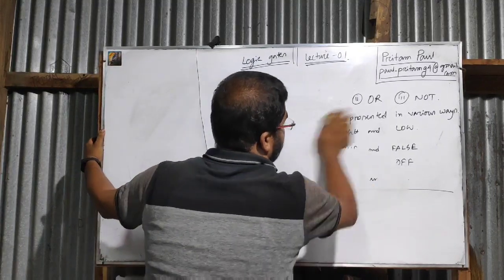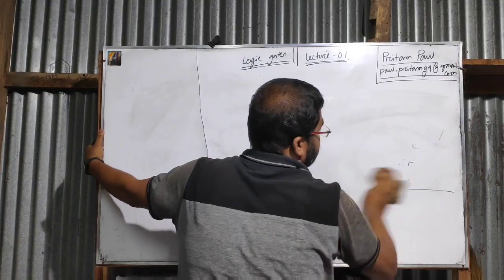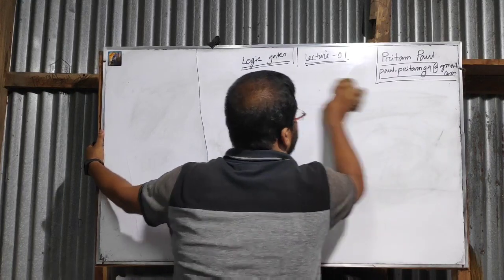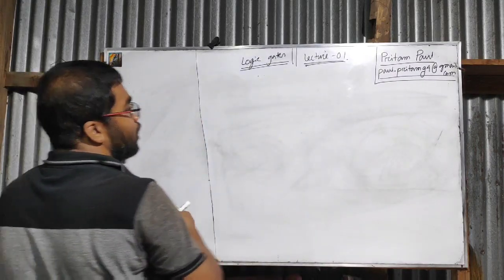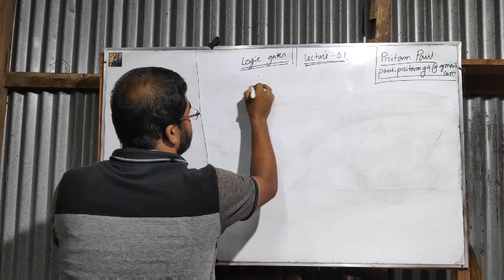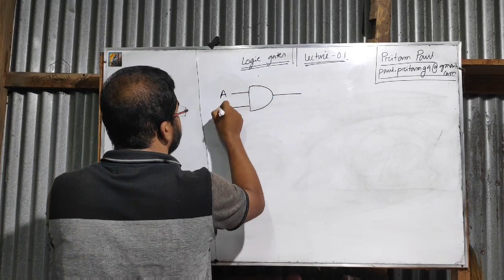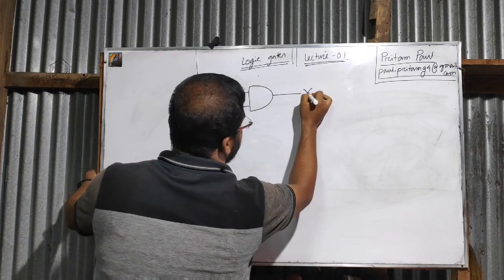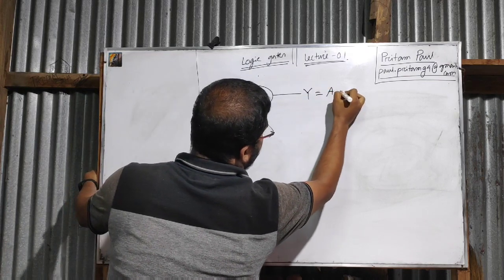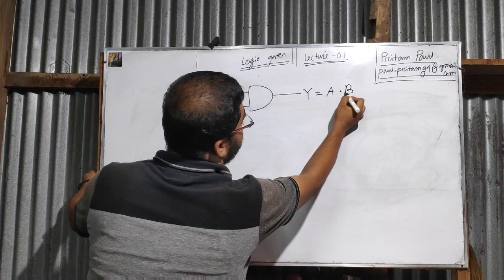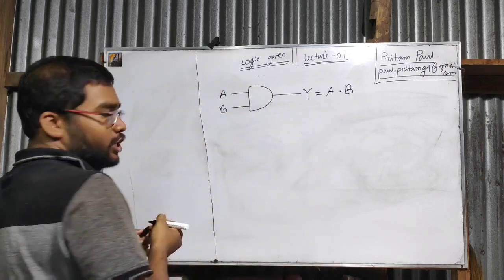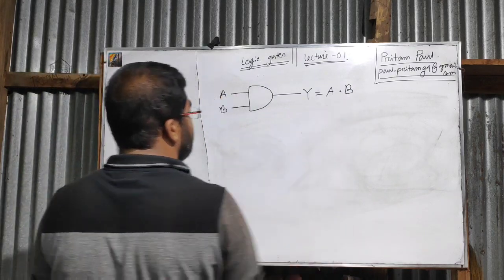Let's talk about the AND gate. This is the notation of an AND gate. You all know that. This is the 2-input AND gate. It is Y equal to A and B. This is not multiplication, this is AND logic. This is the symbol, A and B.